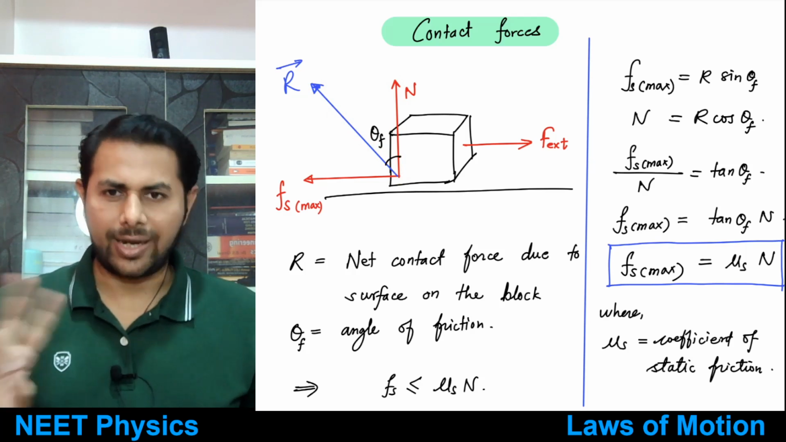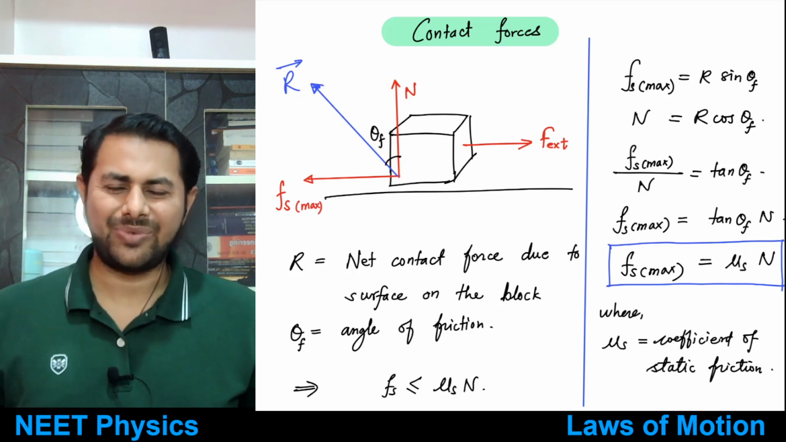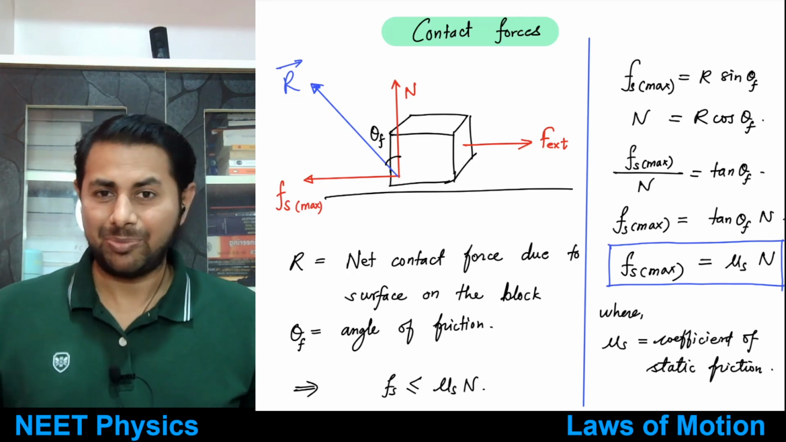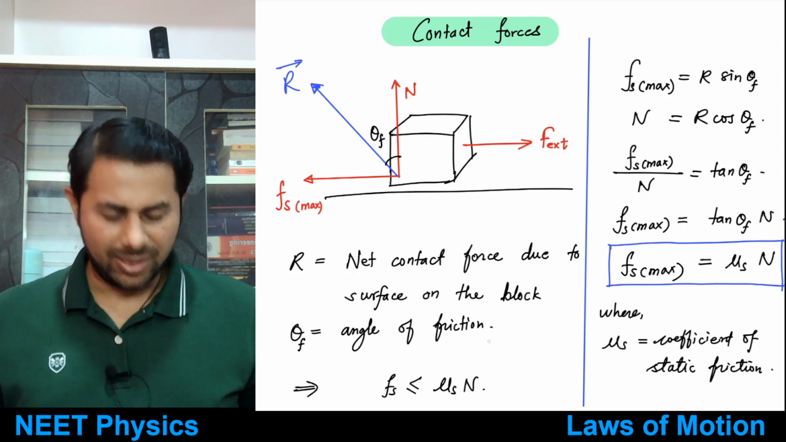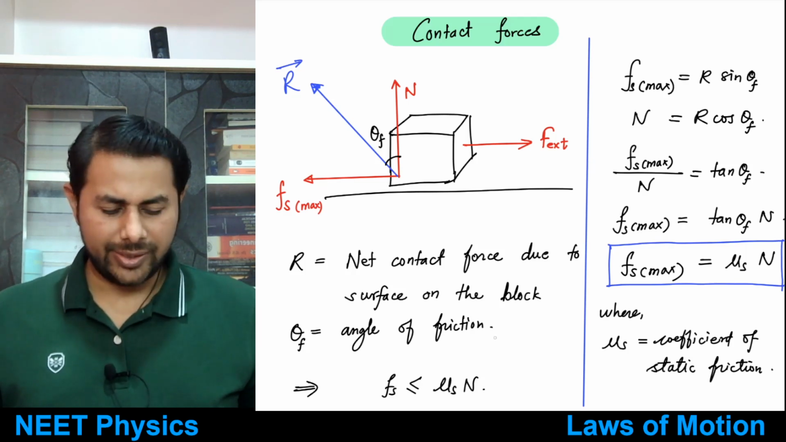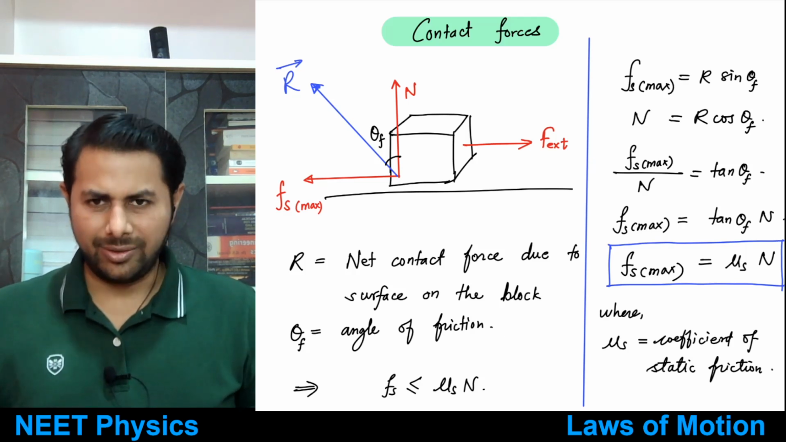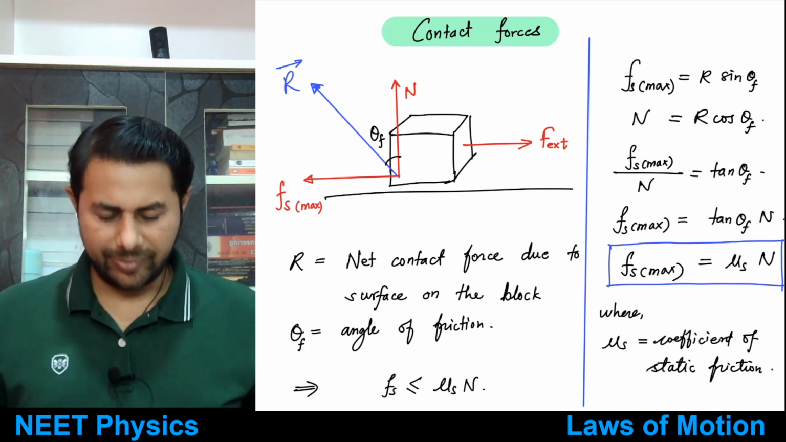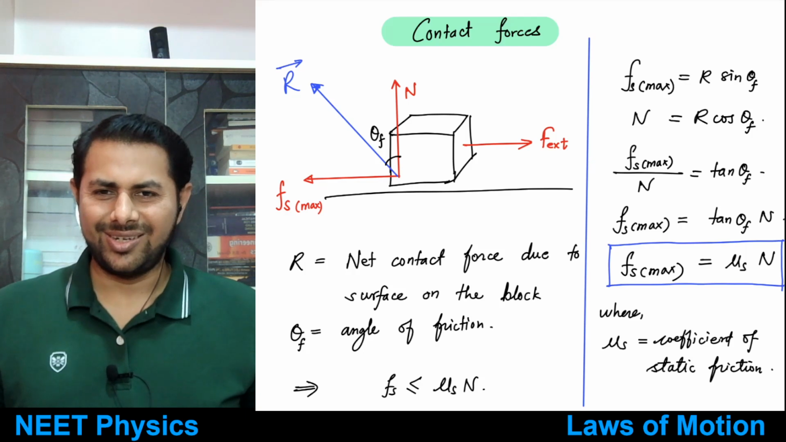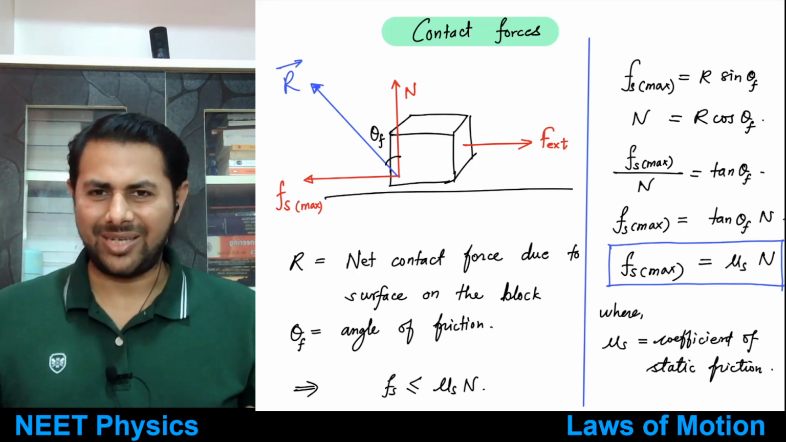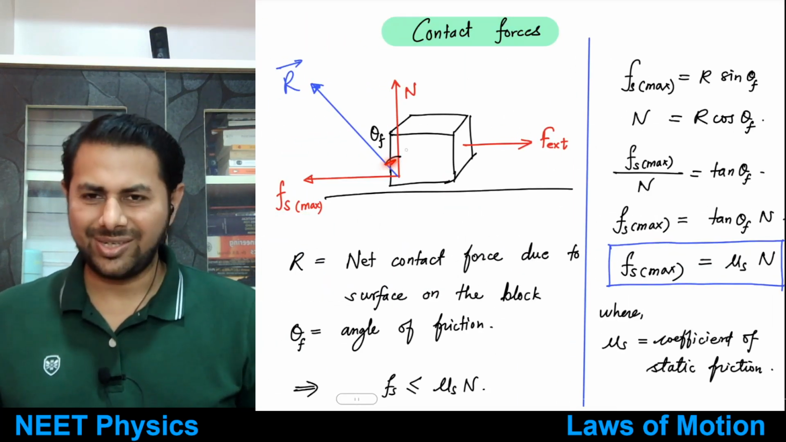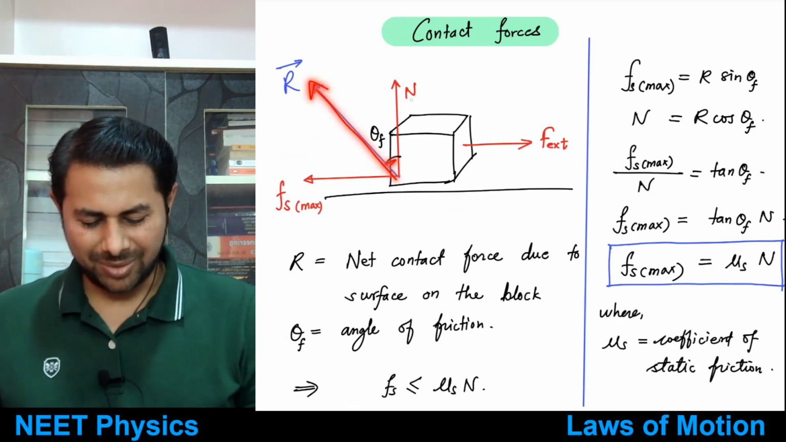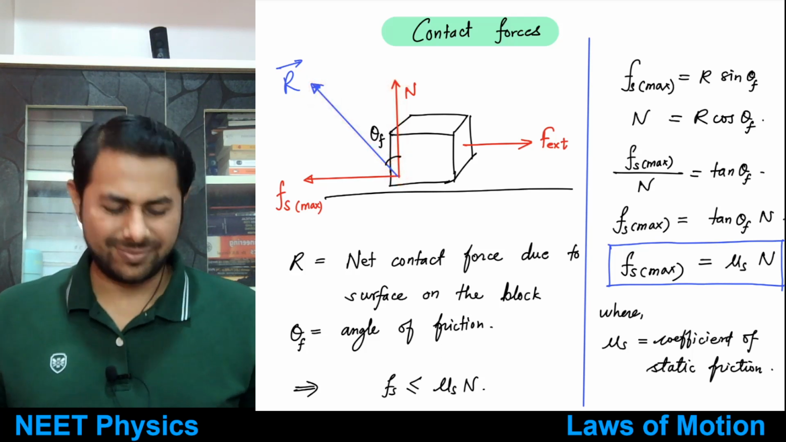So there are two angles here that we are going to study. The other one is called the angle of repose. Okay, and students often get confused between angle of friction and angle of repose. They will come out to be equal in value, but they are not the same, their definitions are different. What is angle of friction? It's the angle made by total contact force with the normal reaction.